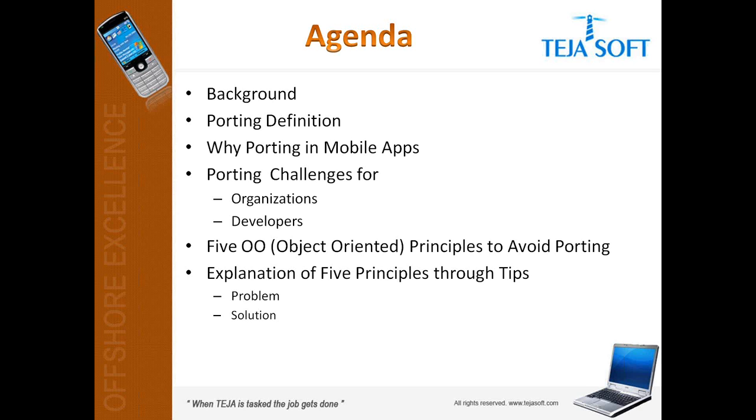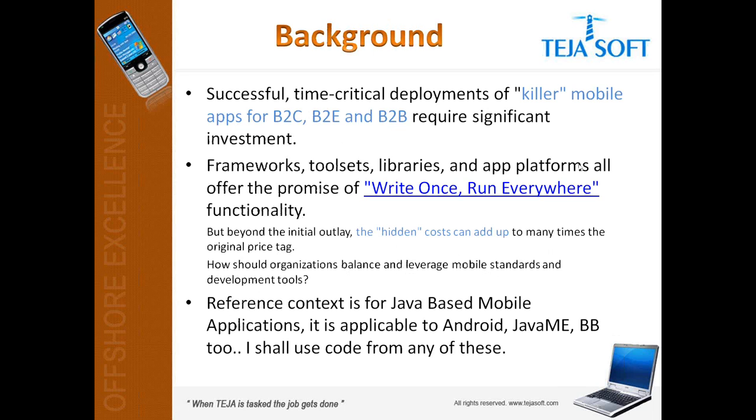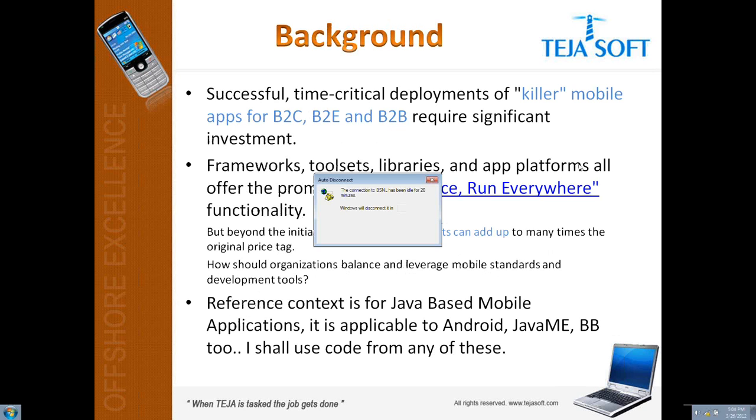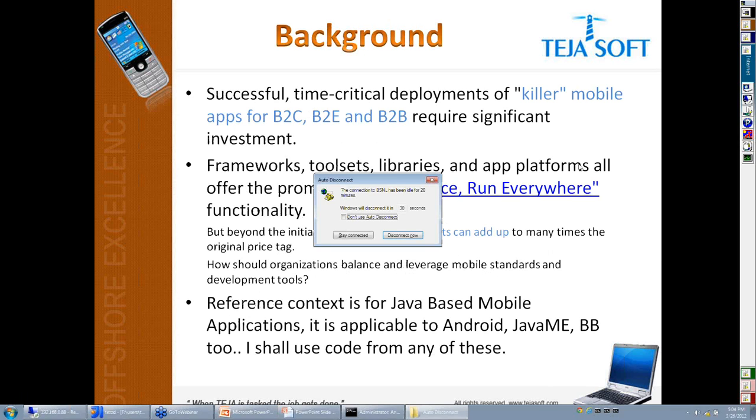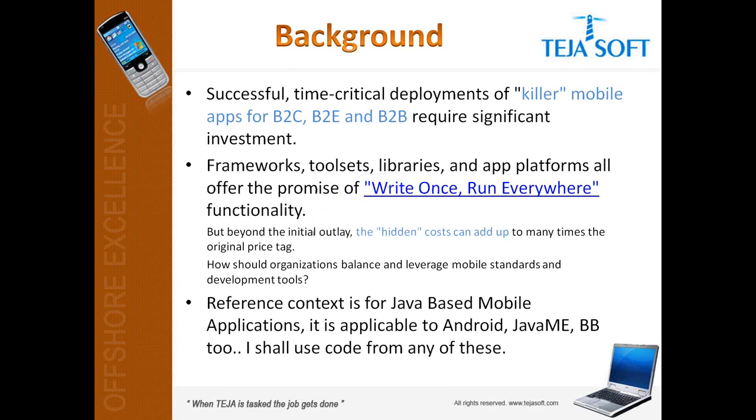So basically, we are still looking for the mobile hype exit, but the killer applications are still way far. And there are many tools which actually talk about promising write once and run everywhere. However, I think a lot of hidden costs come up, and in the last mile they prove to be wrong. So we will talk to you in the context of mobile applications related to Android, JavaME, and BlackBerry. So these are all related to Java mobile applications.